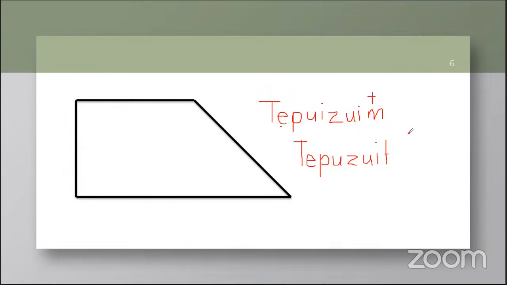Let me hear from Mwanguzi. Mwanguzi, do you know that diagram? Yes, teacher. What is its name? Trapezoid. It's called a trapezoid. Okay, spell it.